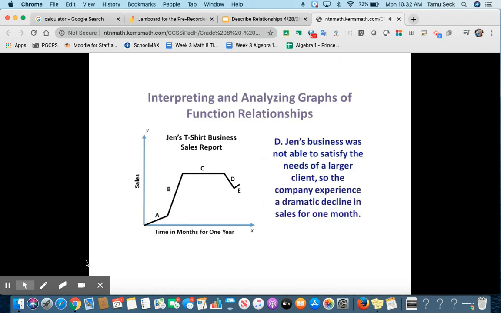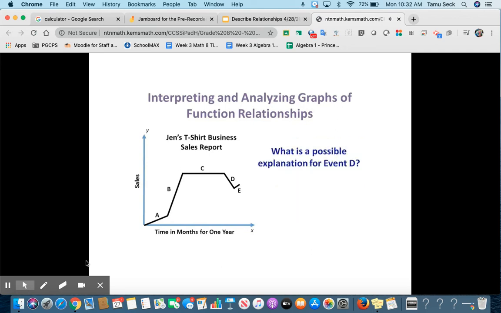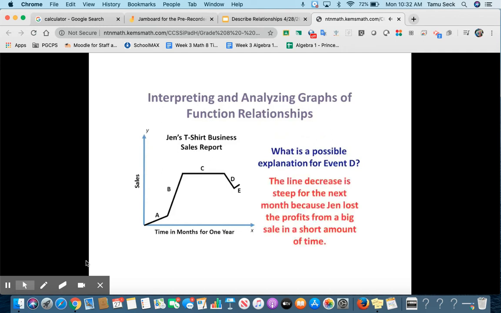Now let's talk about event D. Jen's business was not able to satisfy the needs of a larger client, so the company experienced a dramatic decline in sales for 1 month. What is a possible explanation for event D? The line decrease is steep for the next month because Jen lost the profits from a big sale in a short amount of time.